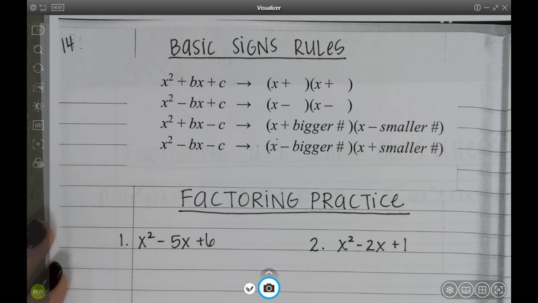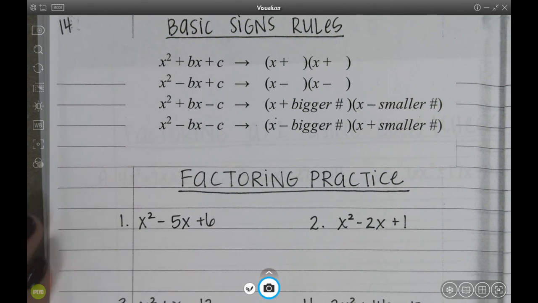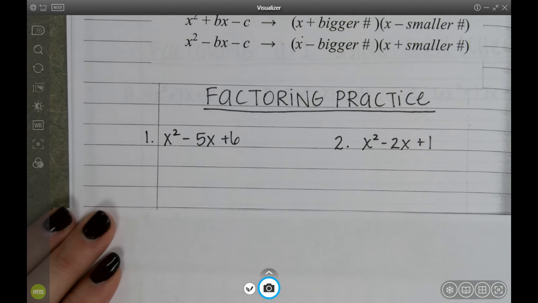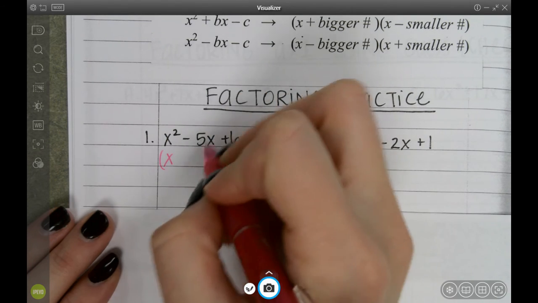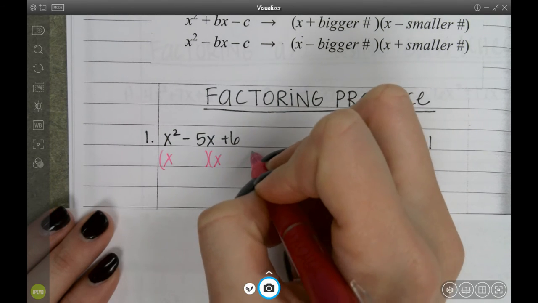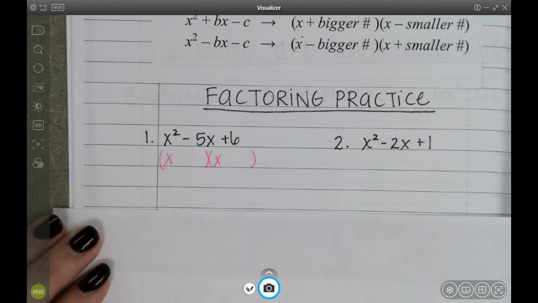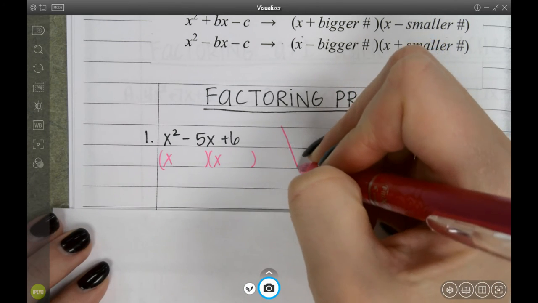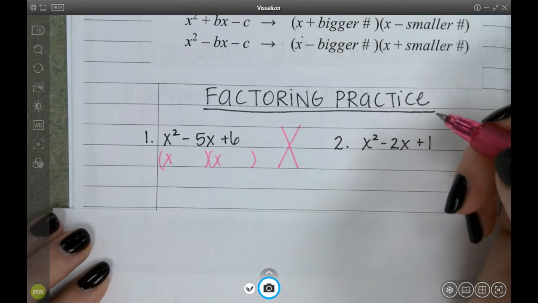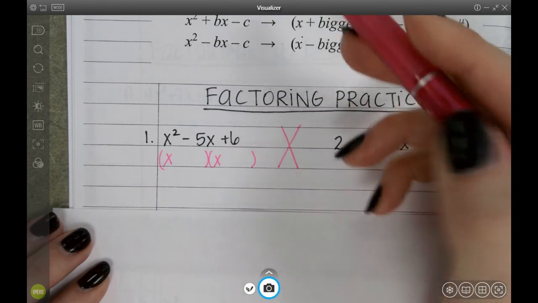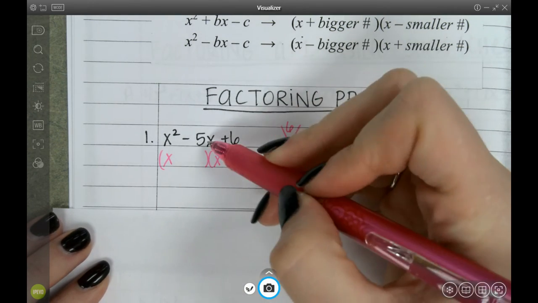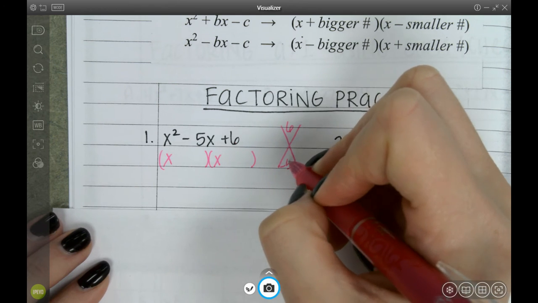Okay, so on this first one, we have x squared minus 5x plus 6. So my answer is going to be 2 sets of parentheses, x in the beginning. So I'm going to draw my x puzzle. And I need 2 numbers that multiply to give me 6, but add to give me negative 5.